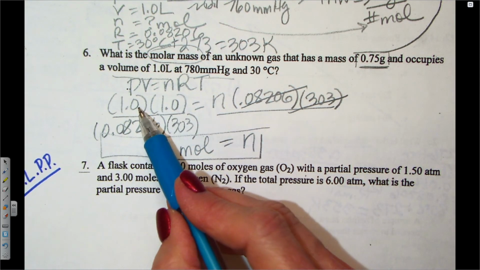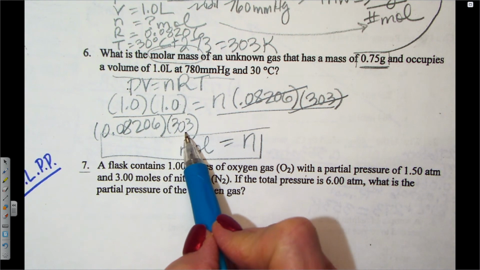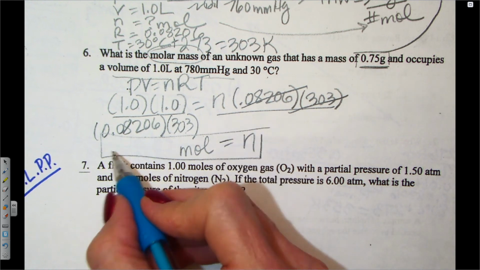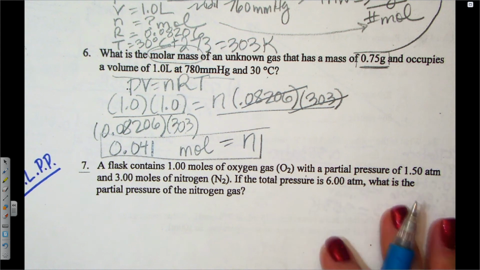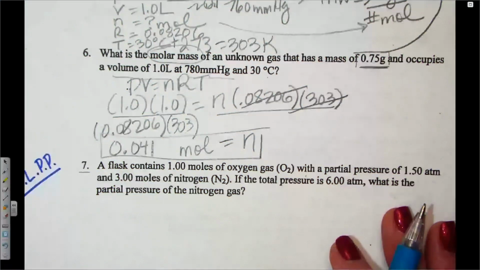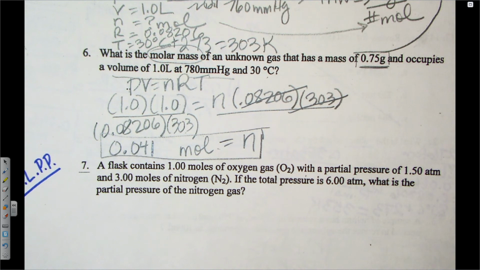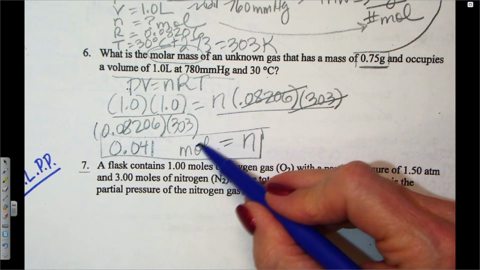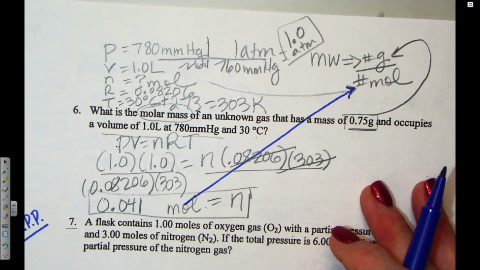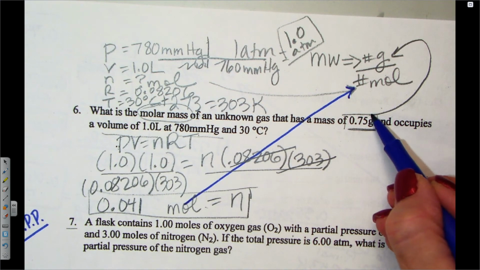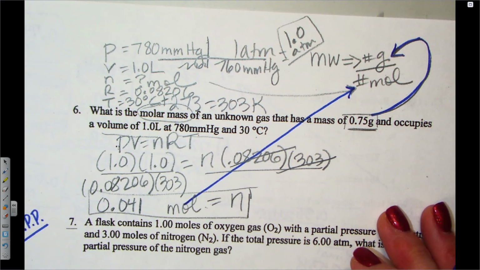When you plug this in, 1 times 1 divided by 0.08206 divided by 303, that gives me for my moles 0.041. So we have our moles. Now we can plug that in to the formula I talked about earlier. We were given the grams. We can plug that in to the numerator. So now we're ready to find the molar mass.